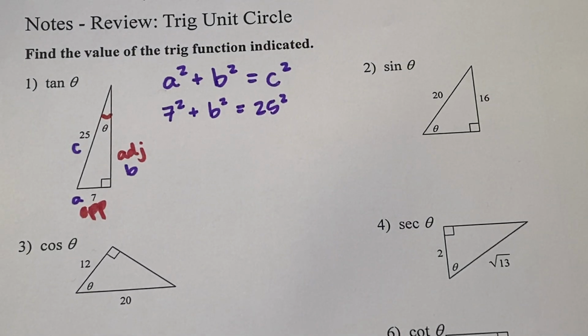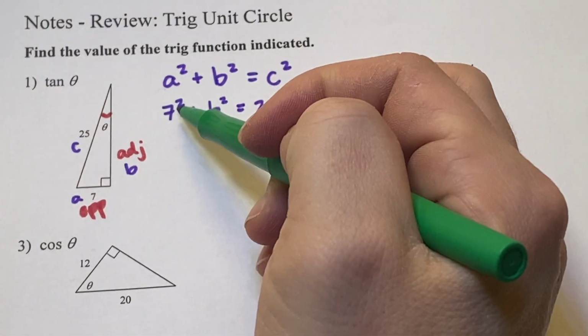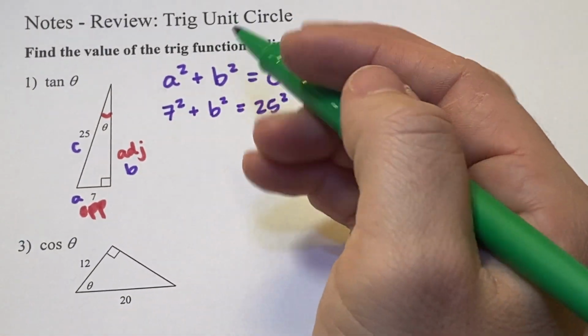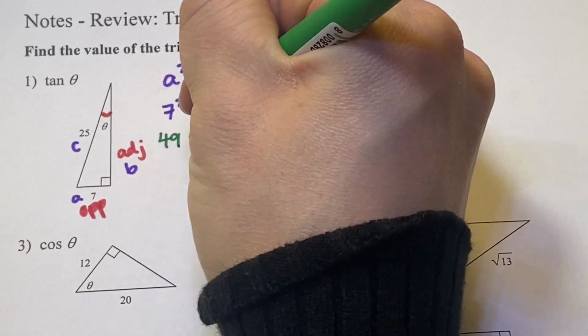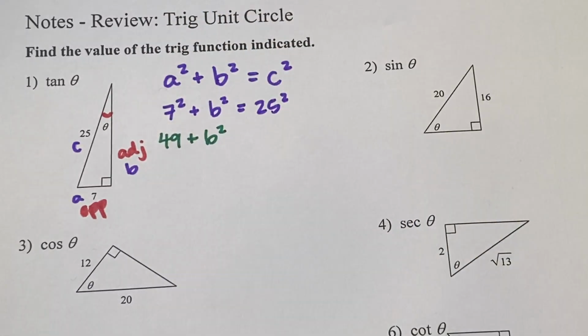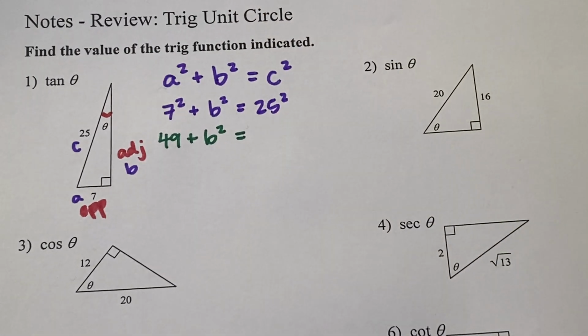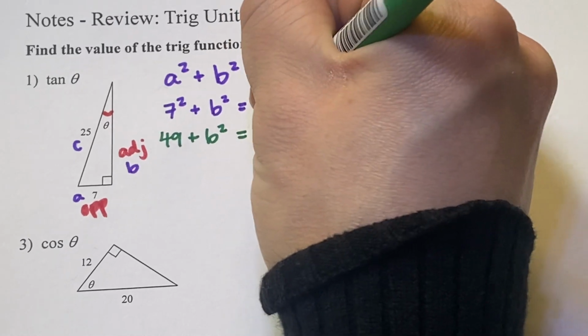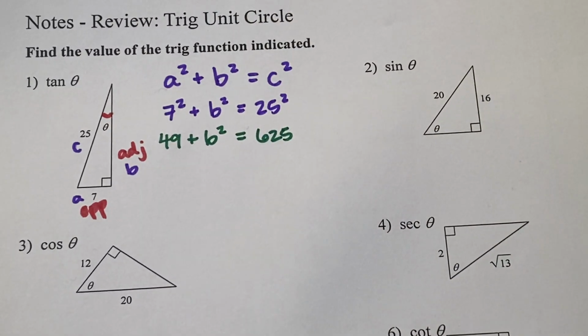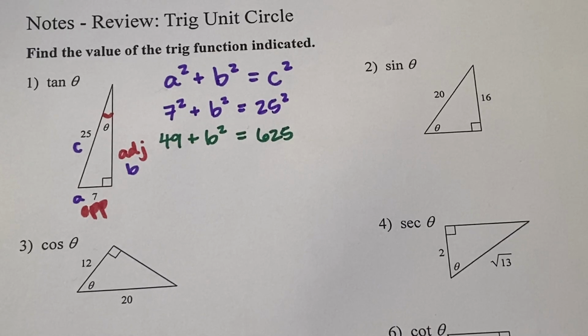You guys know to just get rid of the squares where we can. What is 7 squared? 49. Can't square B because we don't know what it is. What about 25 squared? 625. Cool. Now it just becomes an equation.